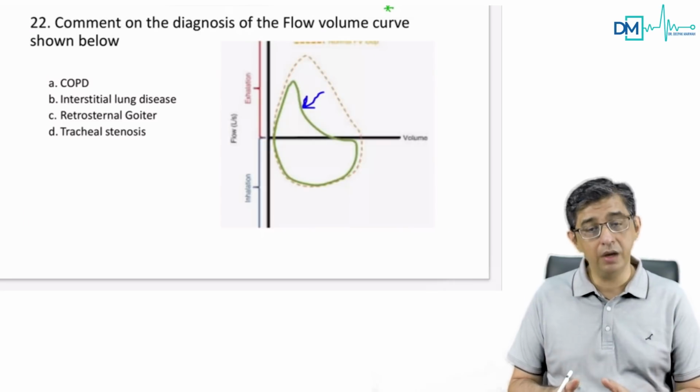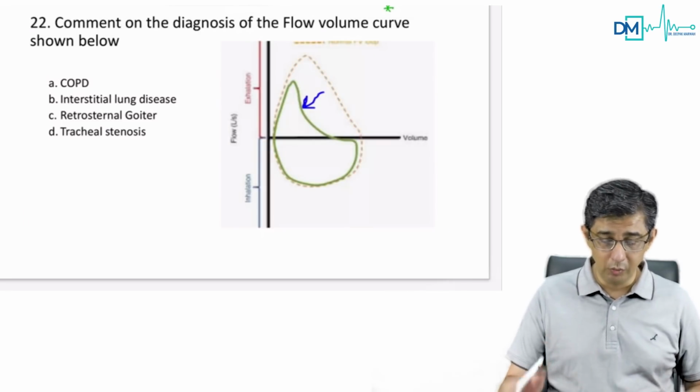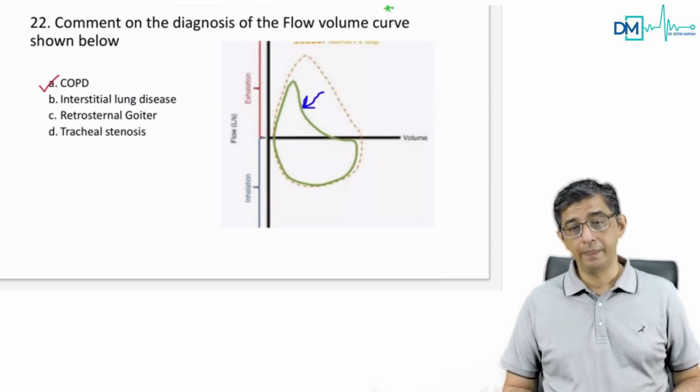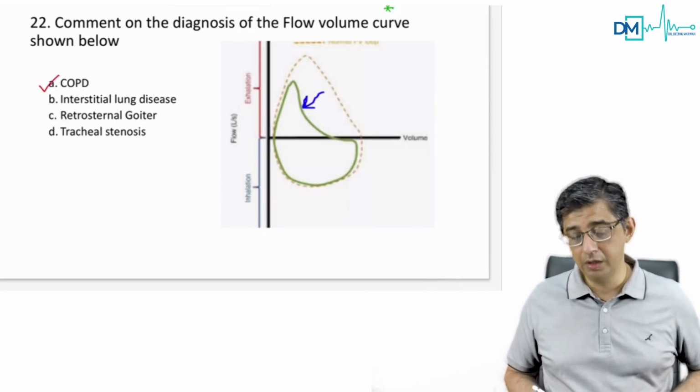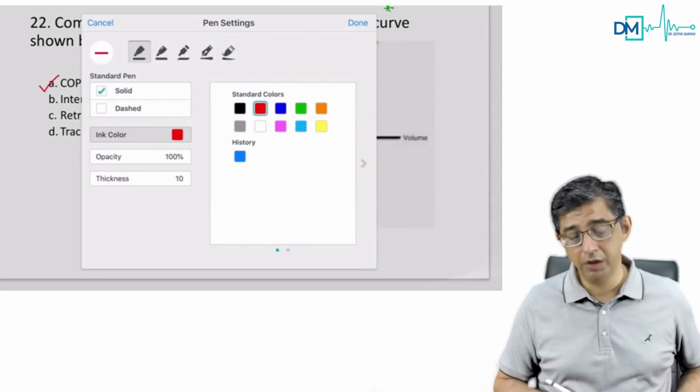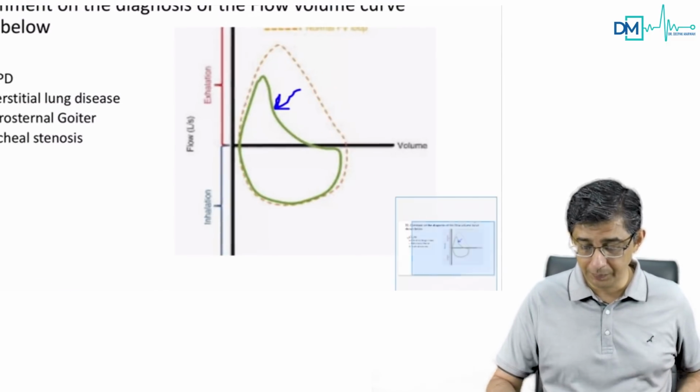So what you can see here is a very classical flow volume curve for COPD. When it comes to restrictive lung disorder, next time it will give restrictive lung disorder. I'll draw and show you how restrictive lung disorder will look, just follow this.